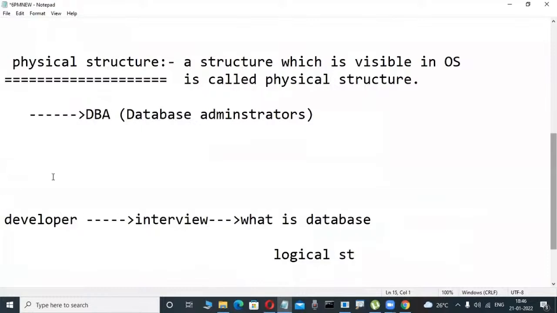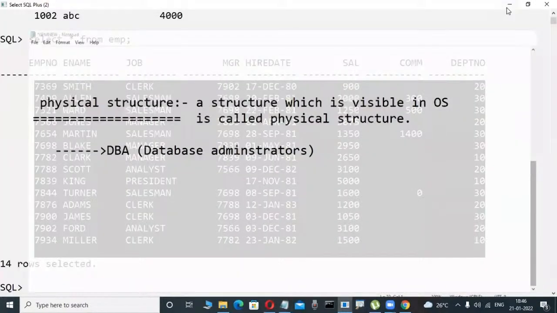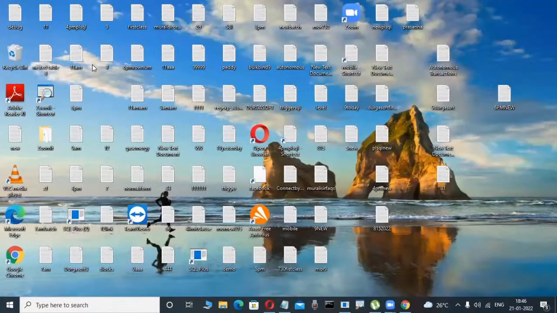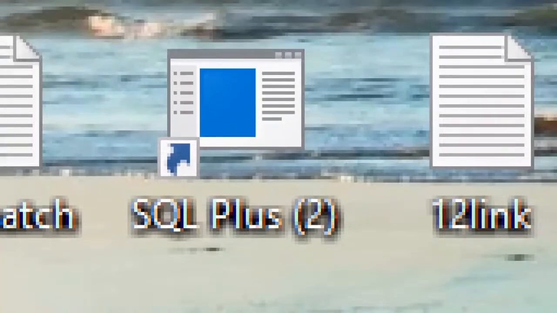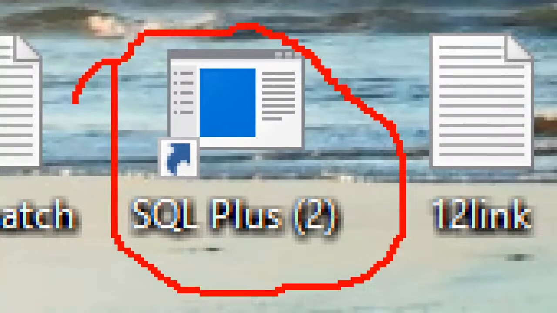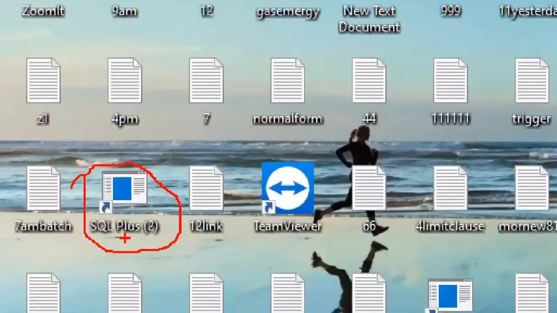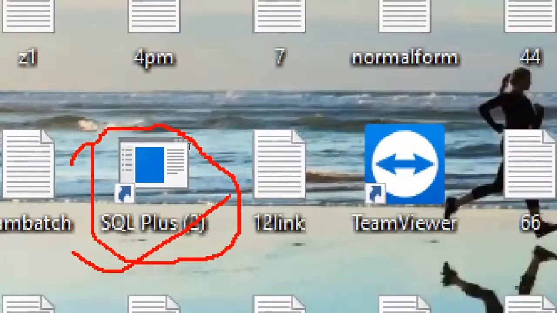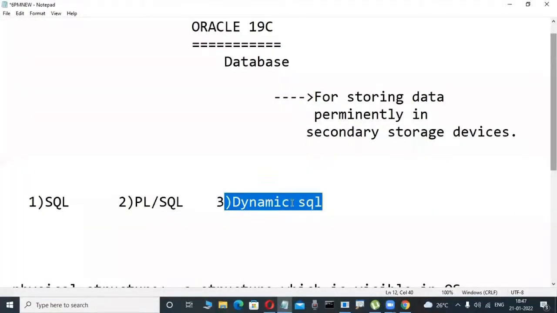Now, observe my screen. I'm installing Oracle. What is this? SQL*Plus is there. SQL is a language. PL/SQL is a language, with some coding. Dynamic SQL is also a language. Daily we are writing code.